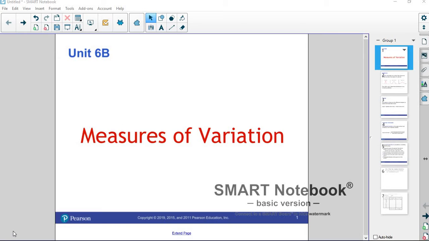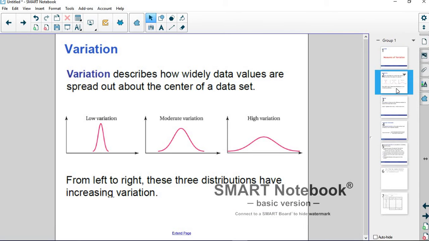And if you remember back from the 6a video, we mentioned this concept of variation. Variation is basically how widely spread out the data is compared to the center. So here, when the data is very, very close to the middle, all bunched up together, that's considered low variation. This is kind of moderate or average variation. This is high variation when it's spread out further. And so we're going to come up with a couple of different ways to describe the variation.